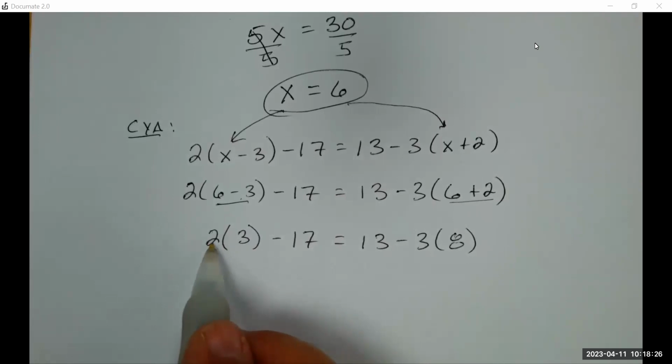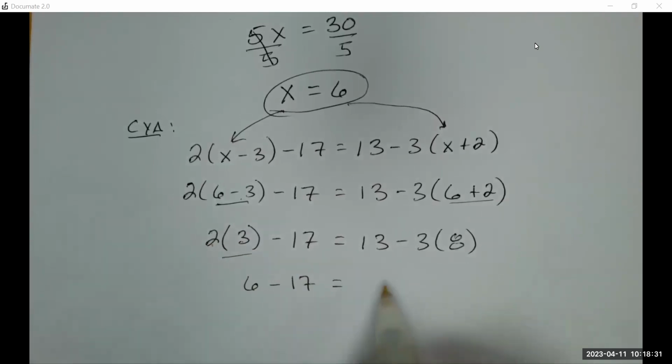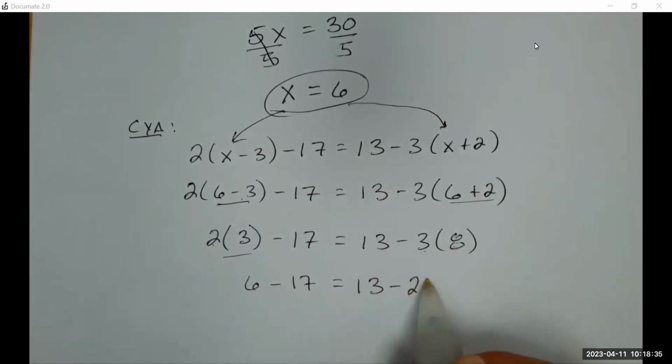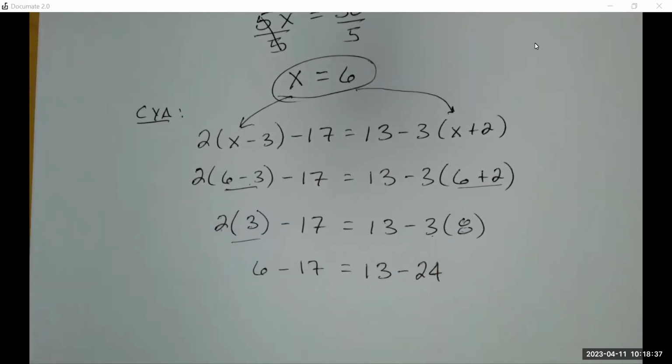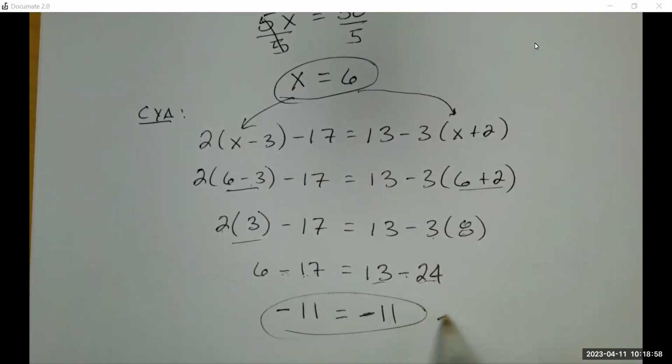We have parentheses, we get rid of those. 2 times 3 is 6. Minus 17. 3 times 8 is 24. Negative 17 and 6, they're opposite signs. 17 is bigger, so the answer is negative. 17 minus 6 is 11. 24 is bigger than 13, so the answer is negative. 24 minus 13 is 11, so it works.